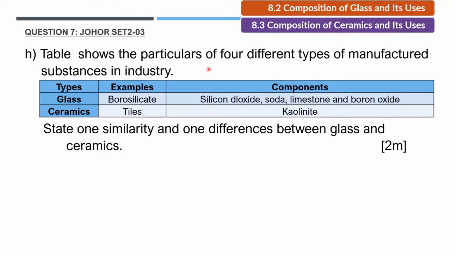H. Table shows the particulars of 4 different types of manufactured substances in industry. We can see here there are 2 types of silicate product. Number 1, glass, with example borosilicate. Components: silicon dioxide, soda, limestone, and boron oxide. Soda is sodium carbonate. Limestone is calcium carbonate. Okay, ceramic, with example tiles, components, kaolinite. State 1 similarity and 1 difference between glass and ceramics. 2 marks. So 1 mark go for similarity, 1 mark go for difference.